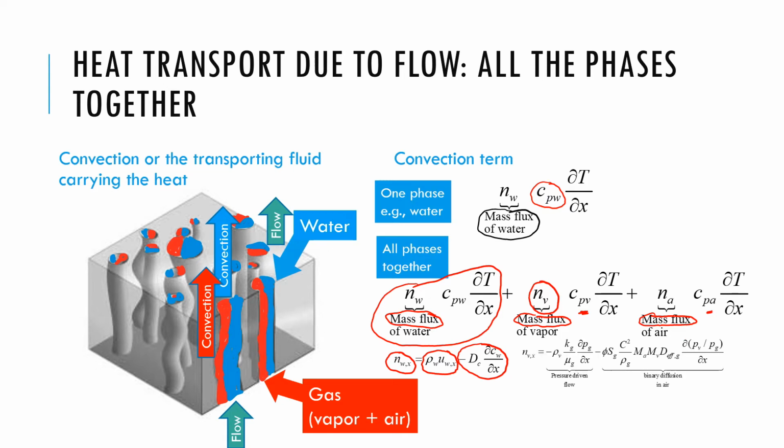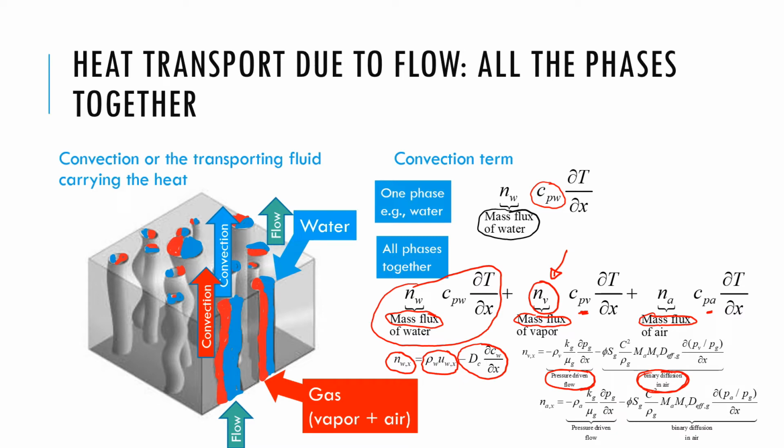So likewise for vapor, it is again pressure driven flow, and then the binary diffusion in air. So one part is due to flow, other part is due to diffusion. As long as they are moving, they're carrying energy with it, so they both need to be included in this flux term in my convective heat, the convection term.